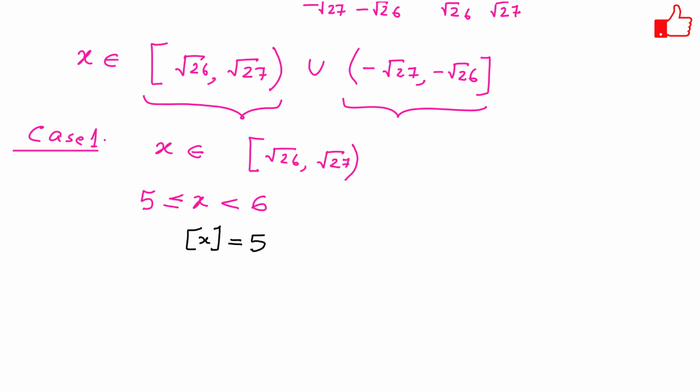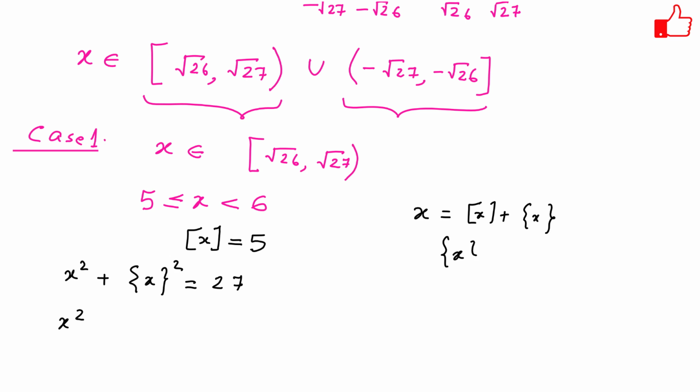So what becomes of my equation? The initial equation was x square plus fractional part of x square, this is equal to 27. But as I said, any number x can be written as greatest integer x plus fractional part of x. So from here I can say fractional part of x is nothing but x minus greatest integer x. So this result I can use here: x square plus x minus greatest integer x whole square, and this is equal to 27.